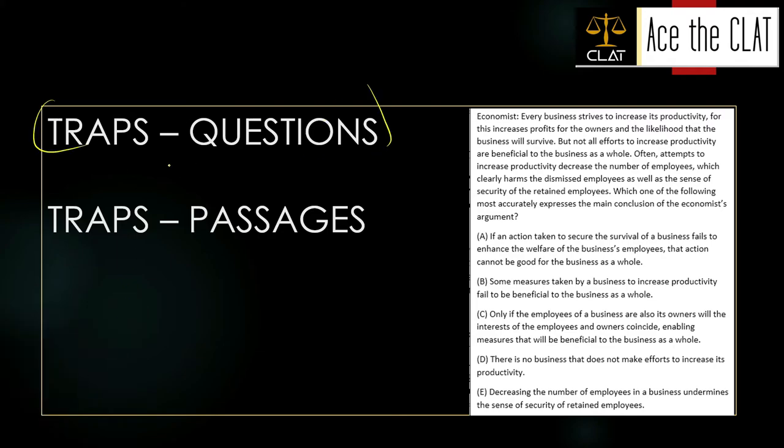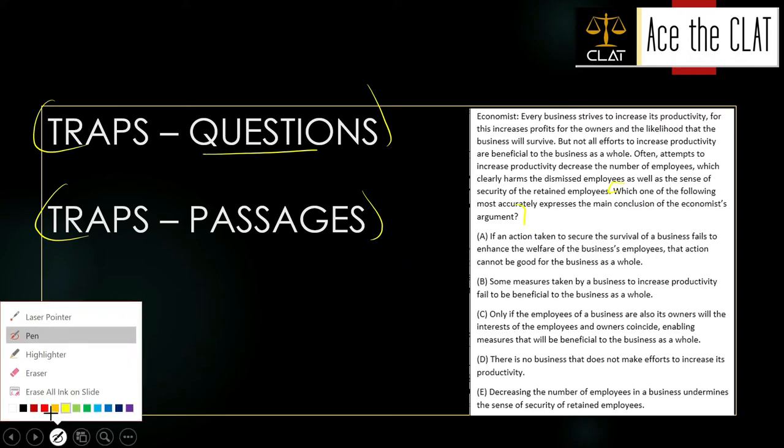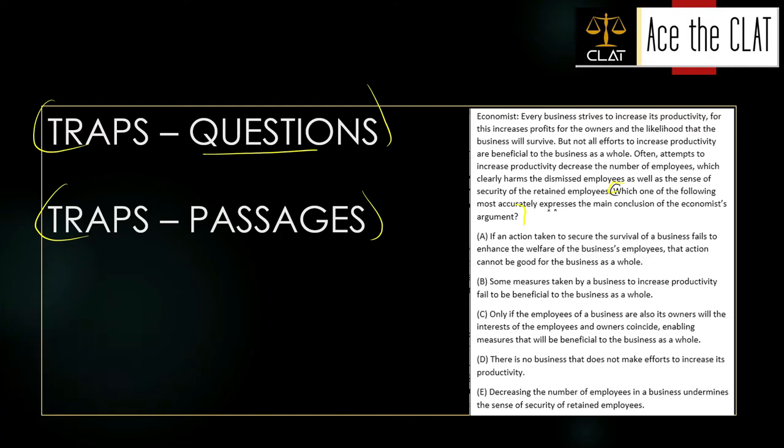Traps set in the questions, the three types of traps, right: options, questions, and passages. Traps set in the questions. It's a simple trap, but look at the question. All right, let us look at the question stem itself. It says, which of the following most accurately expresses the main conclusion of the economist's argument?